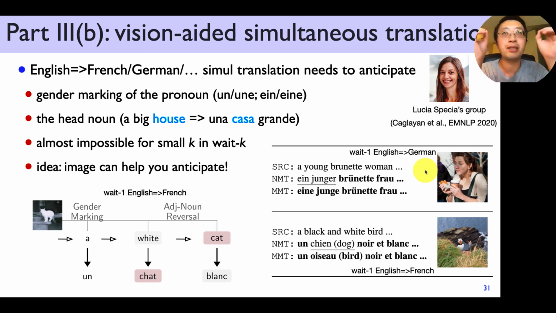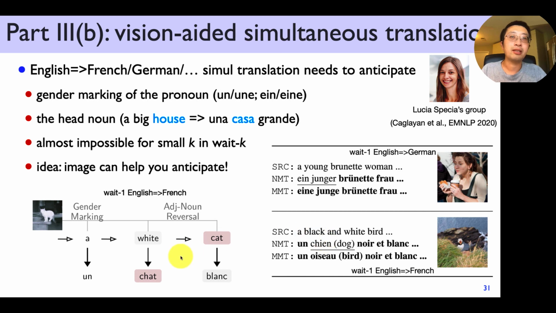So we're only talking about a problem which only happens in simultaneous translation, where you have to anticipate, right? You don't see the brunette woman yet. You don't know it's actually female, it's actually feminine. You should use eine junge brunette Frau. But because you have the image, you can easily anticipate under the wait-1 setting, the extreme low latency setting.